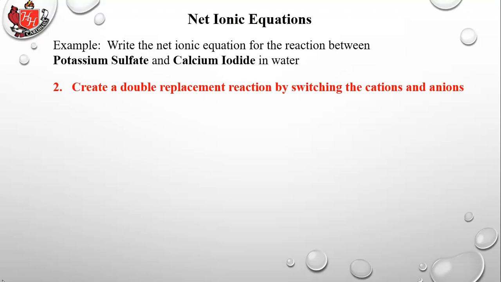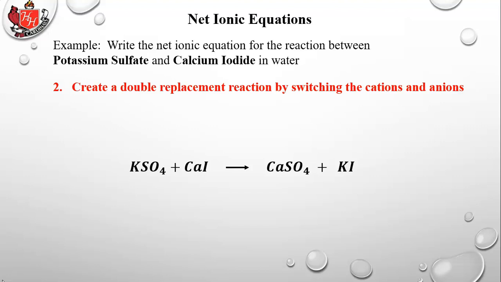So create a double replacement reaction by switching the cations and anions. Again, your pre-assignment for this lesson is to write down these 9 steps. Just write down the steps. Okay, so there you have a double replacement reaction.